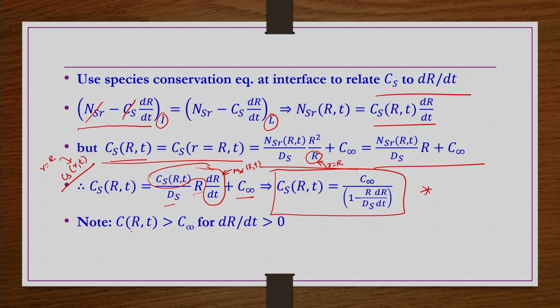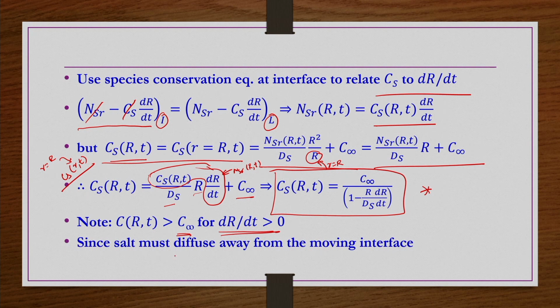So, now here C at capital R comma t would be very much greater than C infinity if dr by dt is greater than 0, according to this equation. That is what we can understand. Salt must diffuse away from the moving interface. That is the reason dr by dt has to be positive.